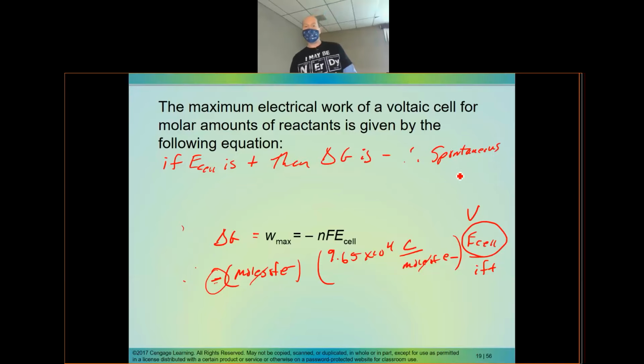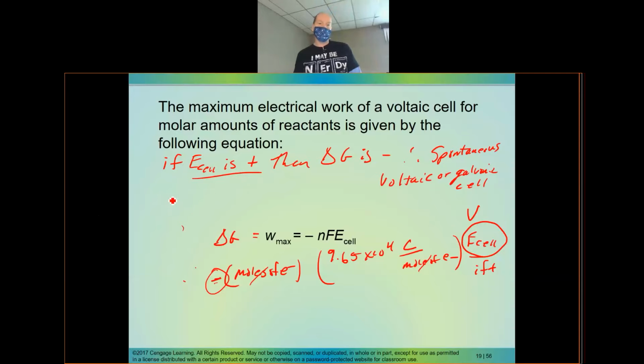If the reaction is spontaneous and we're doing a cell, then we have a voltaic cell or galvanic cell. If it is spontaneous, then it's a voltaic or galvanic cell. The delta G is negative. If your delta G is negative, your E cell is positive. And then, of course, if you reverse the polarities, you would get an E cell value that is negative.